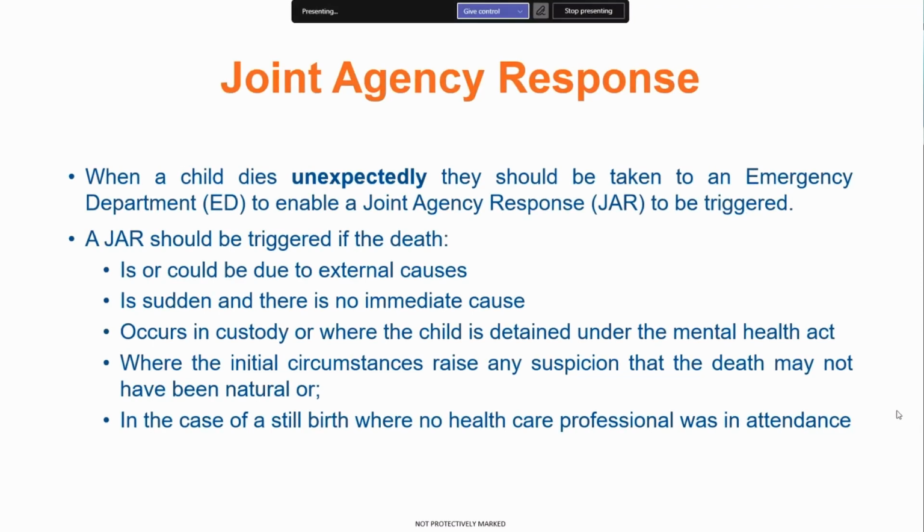Generally speaking, what happens when a child dies unexpectedly is that they're taken to the closest emergency department. And it's at this stage that the joint agency response is triggered. We would usually do this for any unexpected death, and especially if we think that there could be external causes for the death, for example a road traffic collision, or if it's sudden and there's no immediate cause that comes to mind, for example a sudden unexpected death in infancy. The next one is if it occurs in custody or if they're detained under the Mental Health Act.